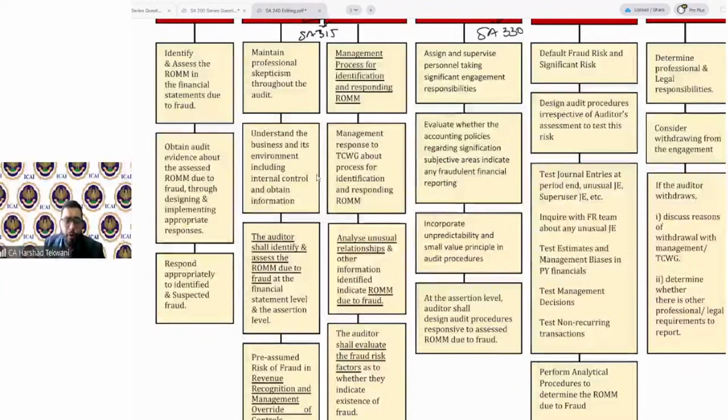Then in response, you need to understand or evaluate the accounting policies. You need to perform unpredictability testing. You need to assign and supervise the tasks of your engagement team, and assign responsibilities in such a way that the engagement team is able to perform. At assertion level, you need to design the audit procedure to address the risk of material misstatement due to fraud.